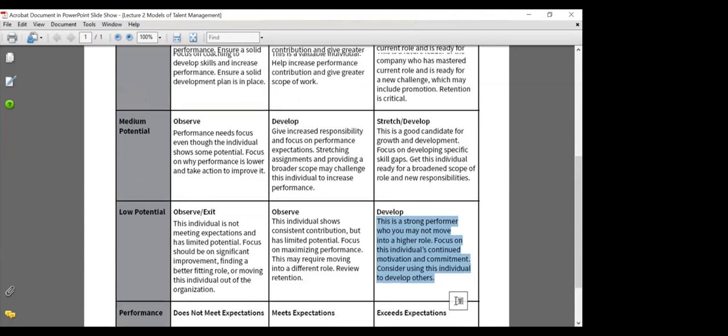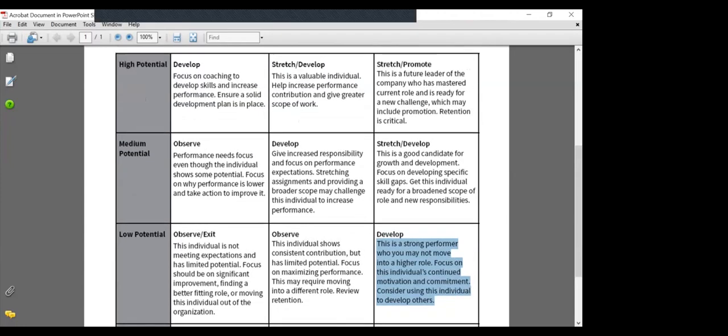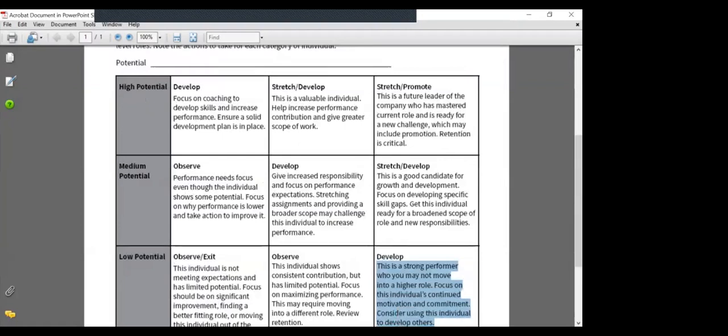Now, in a nine blocker, the most important box is the inverted L. This is somebody who is on the highest level of performance and at the same time has the highest potential also. So this person in the top right box is a future leader of the company who has mastered the current role and is ready for a new challenge, which may include promotion. And you can see the last three words: retention is critical. This person has to be retained in the company, by hook or by crook.